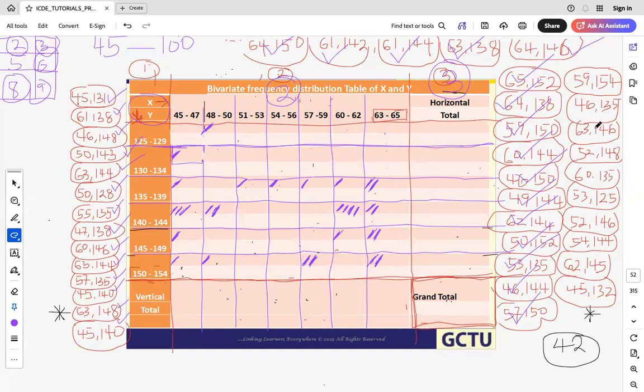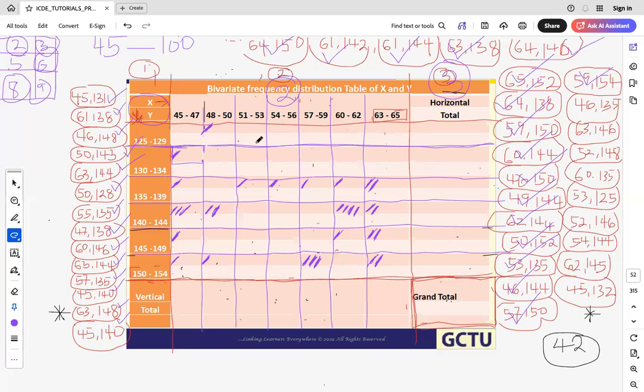Let's take the last set of data. We have done almost 30-something. Let's look at the last set. 59 against 154. 59 is in this column. We move down looking for 154 and we land in this cell. So this becomes the third tally in this cell. So this is done. Let's move to the next one.